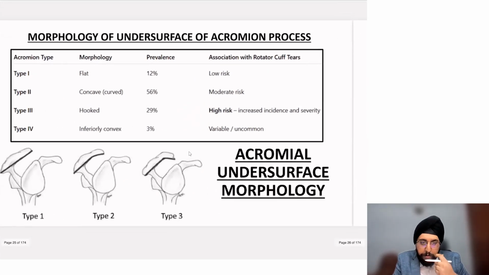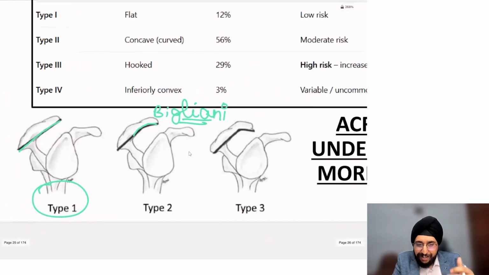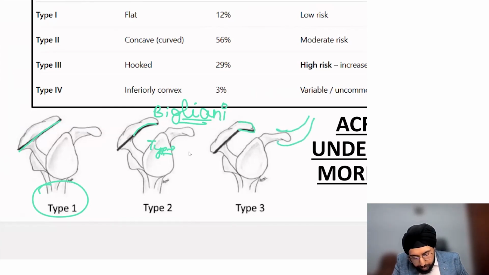Now there's a classification. So this has to be reported in the MRI reports. You have to write what type of acromion process we see. It was given by Bigliani. Okay. So he described actually three types. Now the fourth type has also been added. Okay. If you look at the undersurface, if it's flat, it is type 1. If it's curved, or you can say it's concave, it is type 2. If it's hooked, kind of an inferior downsloping, it's hooked, it's type 3. And if it's concave upwards, it is actually type 4.